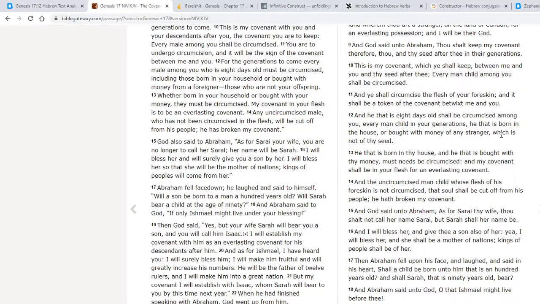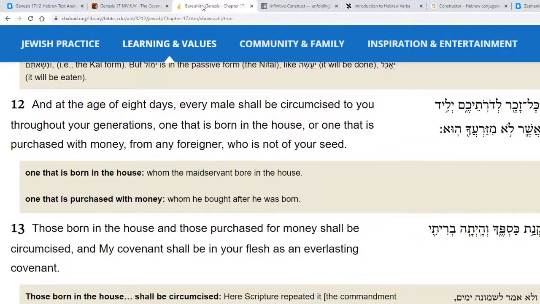King James, verse 12: And he that is 8 days old shall be circumcised among you, every child in your generations. He that is born in the house and bought with money of any stranger, which is not of thy seed. Okay. NIV: For the generations to come, every male among you who is 8 days old must be circumcised. I would have said shall be circumcised, including those born in your household or bought with money from a foreigner, those who are not your offspring. Okay.